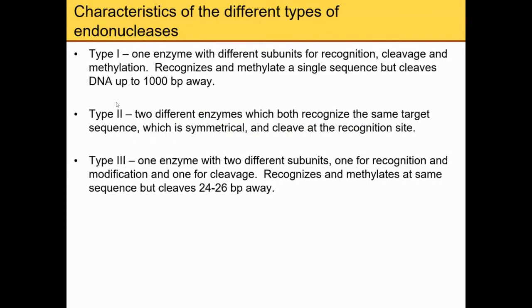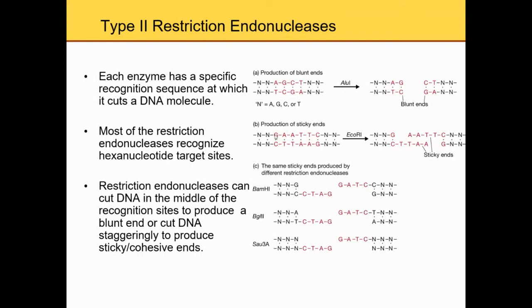And the type 2 is the most important one, because the enzyme recognition site and the cleavage site will be the same. And types 1 and 3 will be different, because for type 1, the recognition site and the cleavage site will be 1,000 base pairs apart, and type 3 will be 24 to 26 base pairs apart. And this is just an example to show the type 2 restriction endonuclease. So basically the recognition site and the cleavage site will be exactly the same.